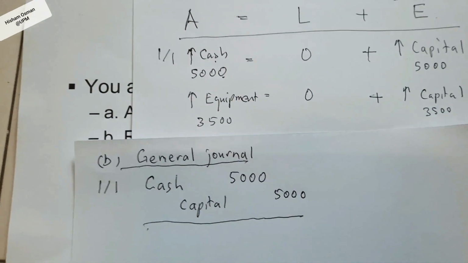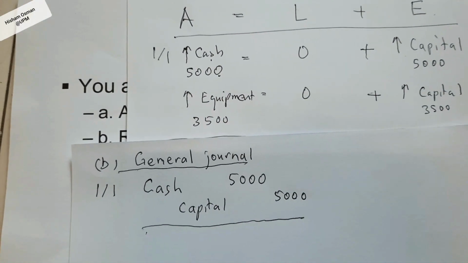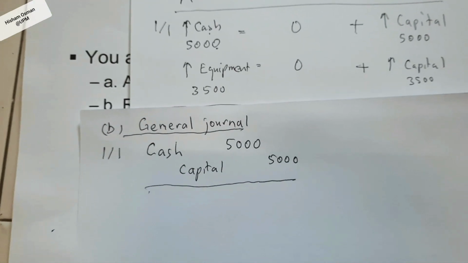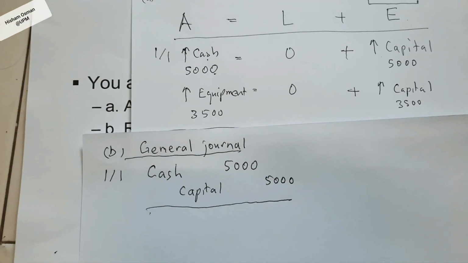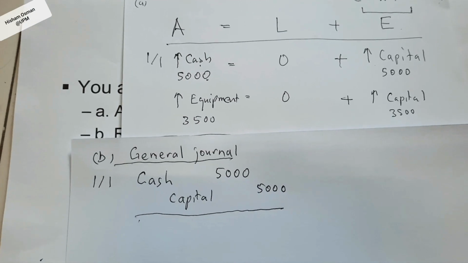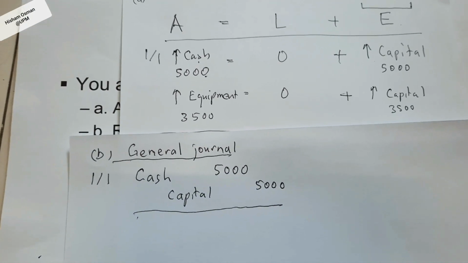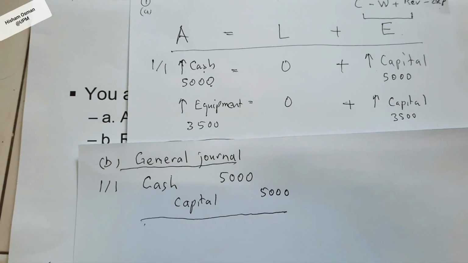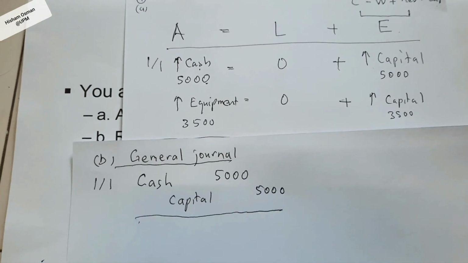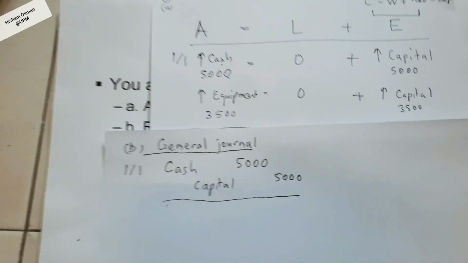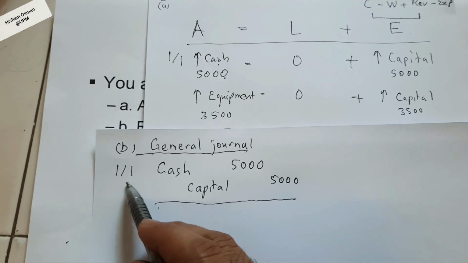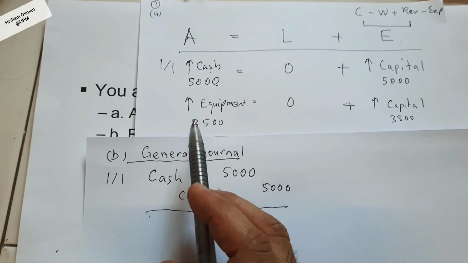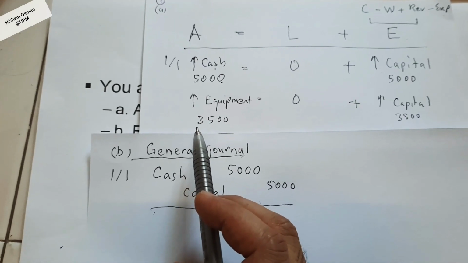Okay, and then the second thing that you have analyzed is on the 1st of January. The second thing that happened is asset equipment increased 3,500. Equity, which is related to account capital, also increased by 3,500. So the date is same, 1st of January. So first thing that happened is asset equipment increased 3,500.